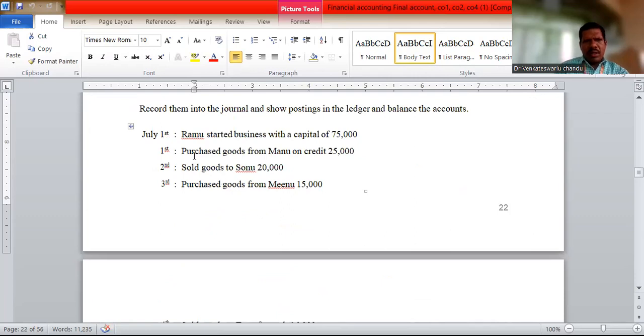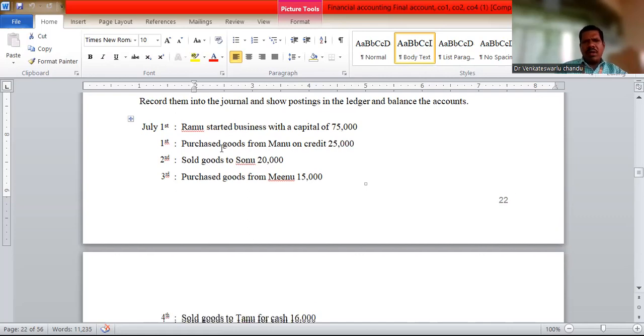Next, the second transaction: purchased goods from Manu on credit, 25,000. Goods is a real account. Manu is a personal account. Here Manu is the giver. Under the real account, debit what comes in, credit what goes out. So goods account or purchase account debit to Manu. According to the personal account, Manu is the giver: debit the receiver and credit the giver. Manu is the credit. Purchase of goods is the debit. So that is the entry.